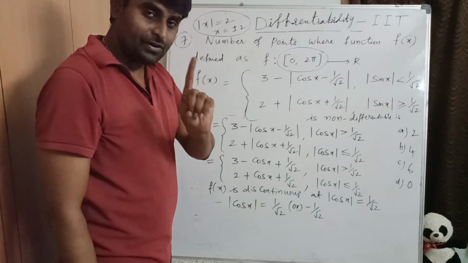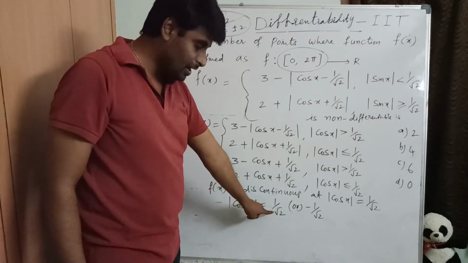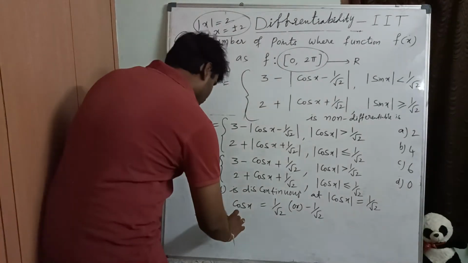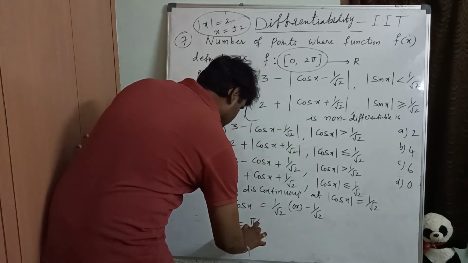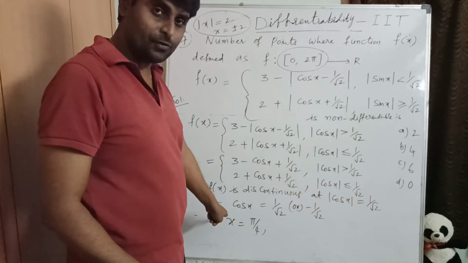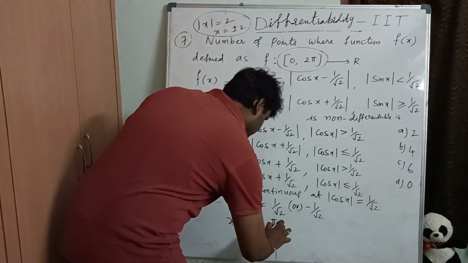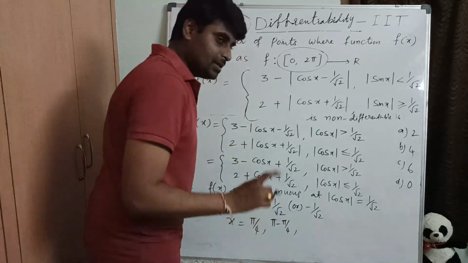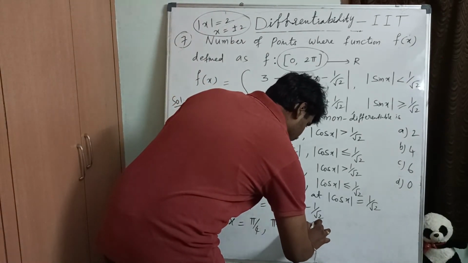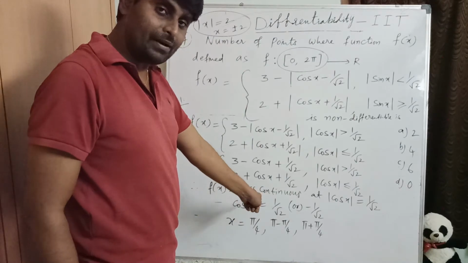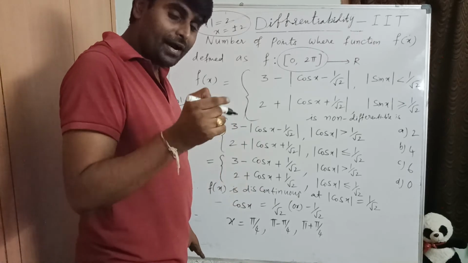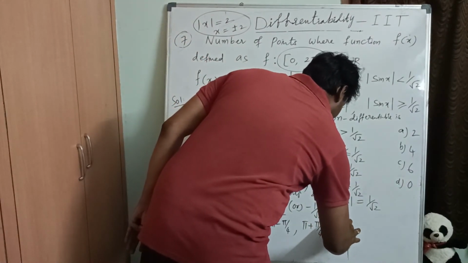Now you tell me, in the first quadrant, where will you get 1 by root 2 for cos x? Pi by 4, correct? Pi by 4. In the second quadrant, it means pi minus that pi by 4. Clear? After that, in the third quadrant, pi plus pi by 4, because plus 1 by root 2 or minus 1 by root 2, both can be valid. Now the fourth quadrant, 2 pi minus pi by 4.